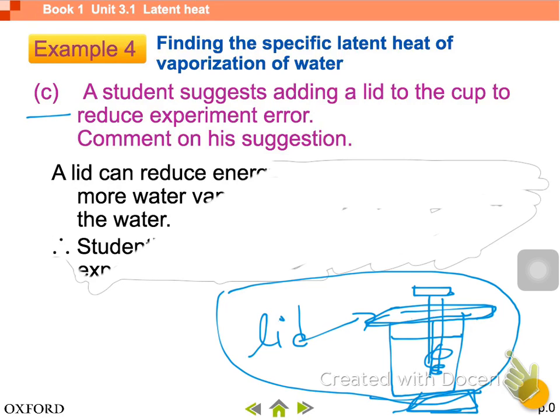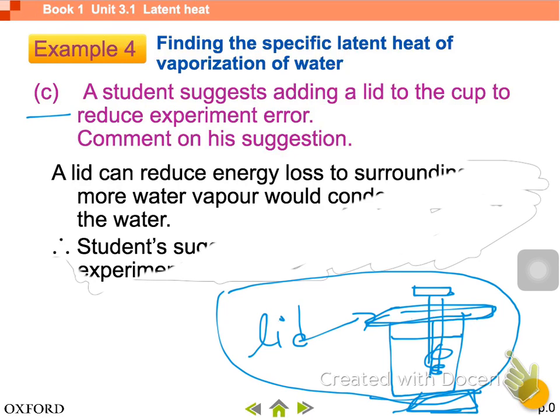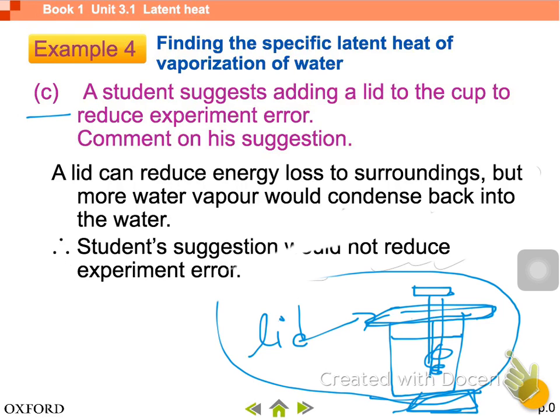Remember, a lid really can reduce energy loss to surrounding, but more water will condense back into the water. In other words, that means we cannot find out the mass of water changed into steam by using the balance.